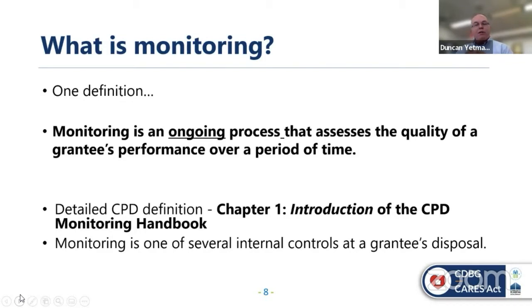Monitoring provides information about program participants that's critical for making informed judgments about program effectiveness and management efficiency. It also helps in identifying instances of fraud, waste, and abuse. To say that it is ongoing is to say that it's continuous. It is one of several internal controls at your disposal for you to employ in managing your program, your expenditure of program funds, your accounts, and your subrecipients.